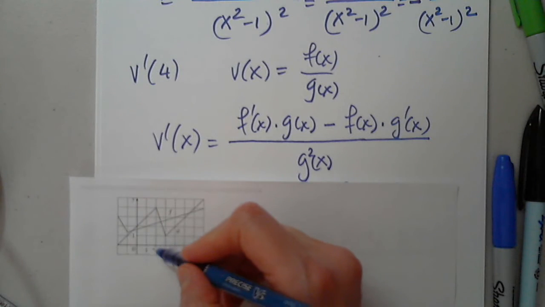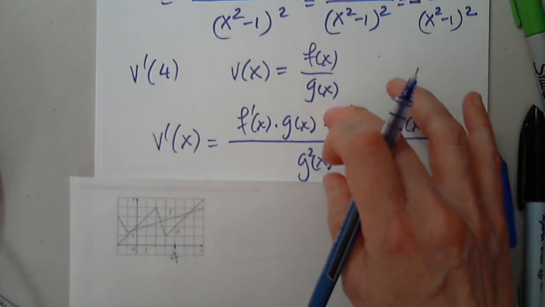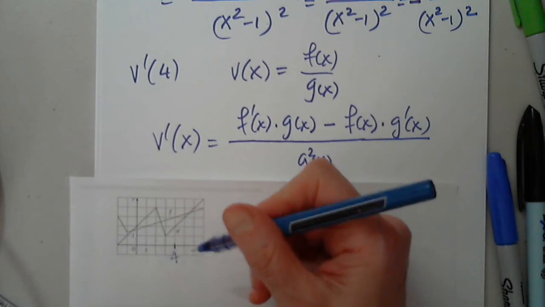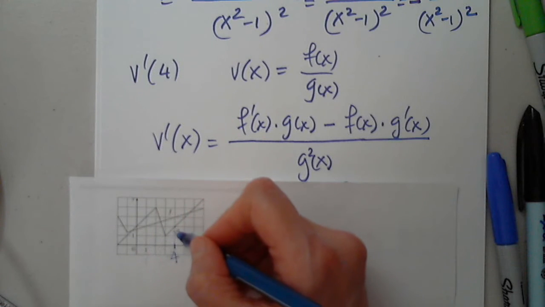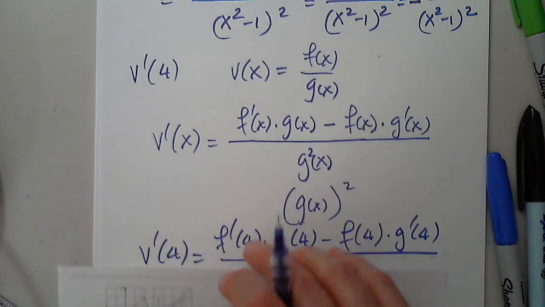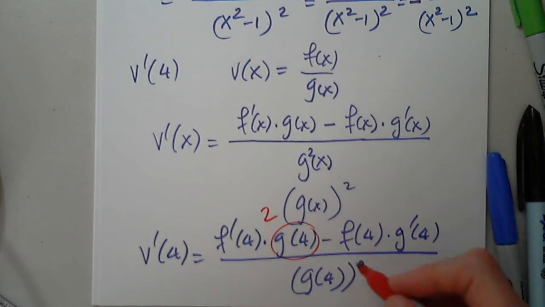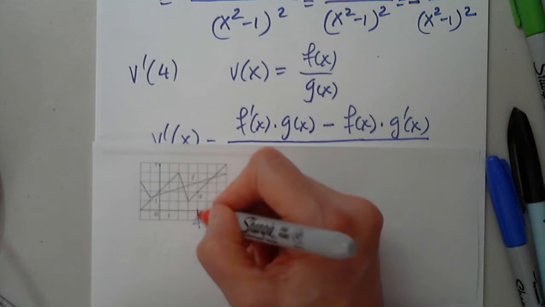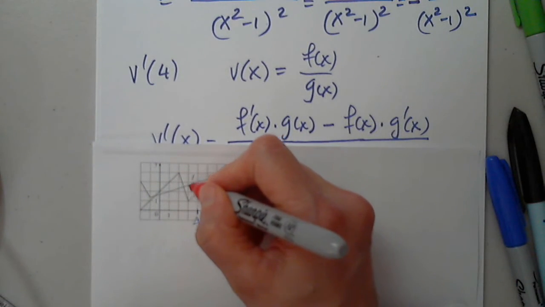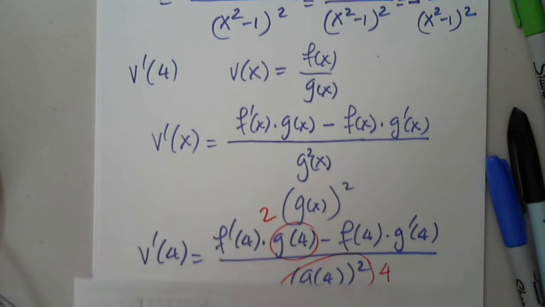So 1, 2, 3, 4, right here, this is 4. I'm going to post this together with this. So G of 4 is 2. G of 4 is 2. So I have that this is 2, and of course this will be 4. Now I want F of 4. 1, 2, 3. F of 4 is 3.